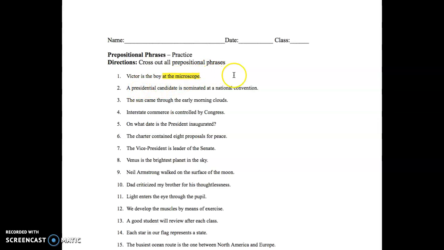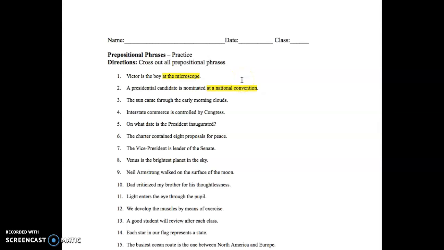Let's try number 2. A presidential candidate is nominated at a national convention. The prepositional phrase is at a national convention. So I am going to cross it out, and then I will write OP over the noun convention.